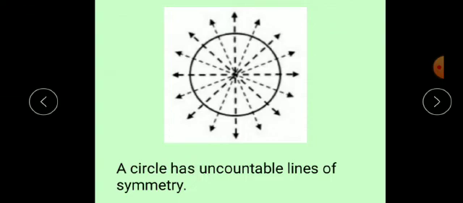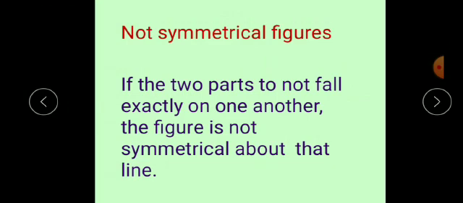So, what are symmetrical figures? If the two parts of a figure made by a line fall exactly on one another, then this is called a symmetrical figure about that line, and this is a line of symmetry. Now, in the next part we will see what are not symmetrical figures. Not symmetrical figures are also called non-symmetrical figures.